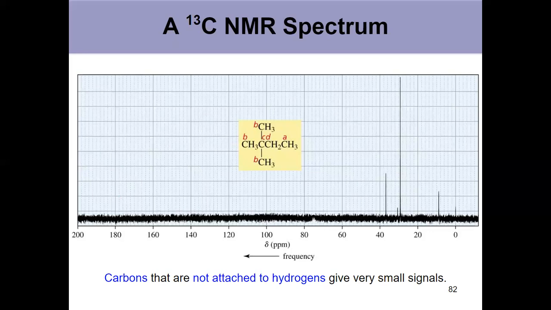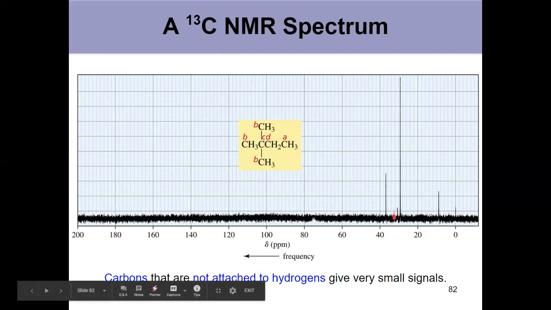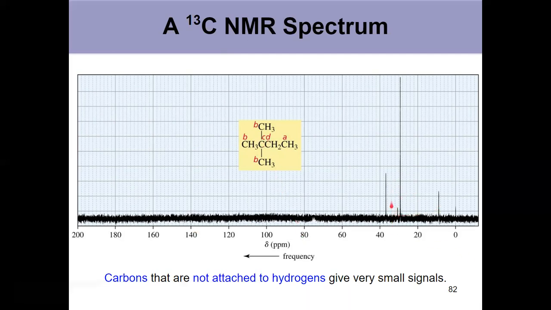One other thing to keep in mind, if you don't have any hydrogens attached to a carbon, you've got a quaternary carbon like C right in here. That's going to give you a very small signal. Look at how small that signal is right there. This is A, B, C, D. Your methyl groups on B give you a really large signal because they're all identical.